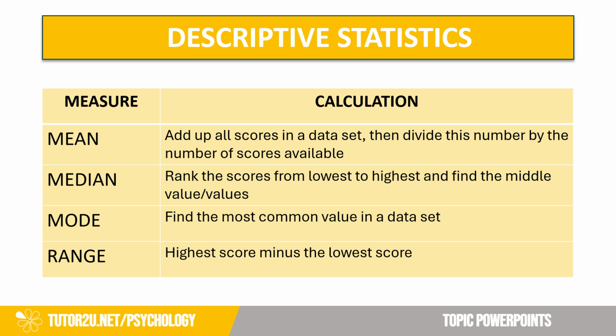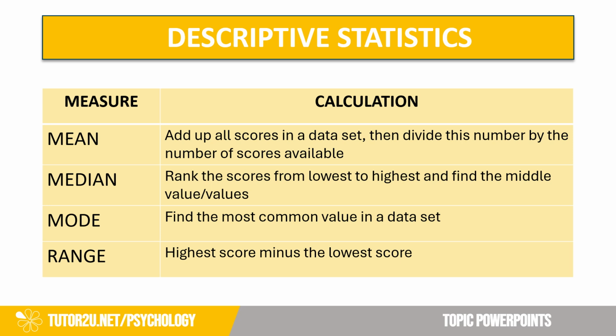So now we're going to have a look at descriptive statistics. So we've got our measures here, our mean, median, mode and range. The mean, median and mode are our measures of central tendency, and our range and standard deviation are our measures of dispersion. Now, the only ones you're going to have to calculate are the mean, median, mode and range. You will not be expected to calculate the standard deviation, but you may be asked to interpret standard deviation scores in a table of findings.